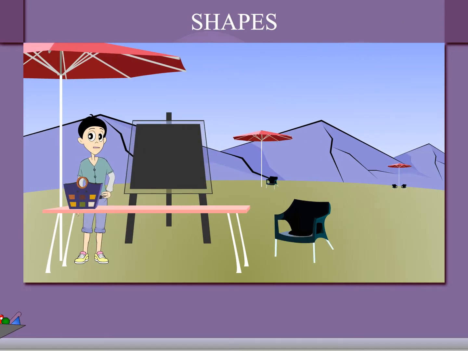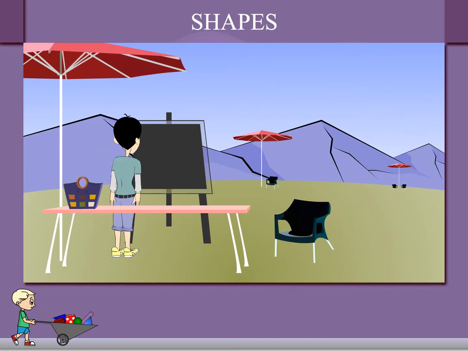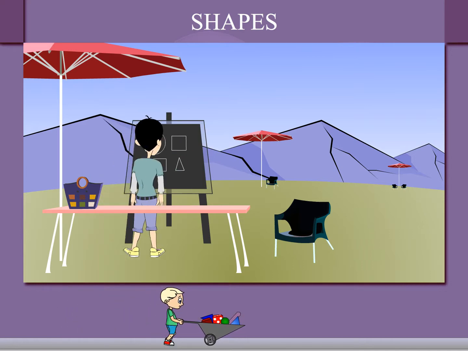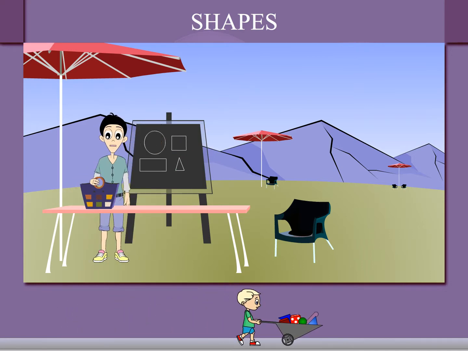Shapes. Manas displays some shapes on the board. He draws a circle, a square, a rectangle and a triangle. He takes out objects from his basket to illustrate the shapes he has made.